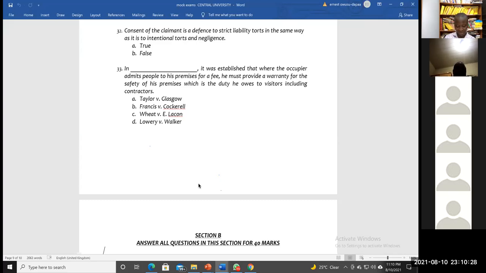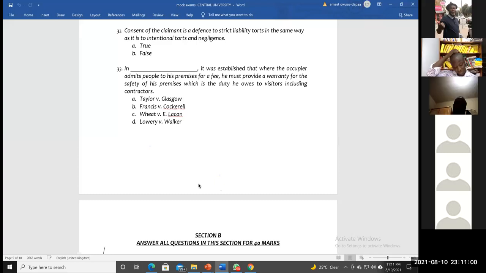You are learning law at a really beautiful time. You can just Google and get to the law website, and then you have the authorities. Yeah, okay. Since nobody is telling me, Taylor against Glasgow Corporation.